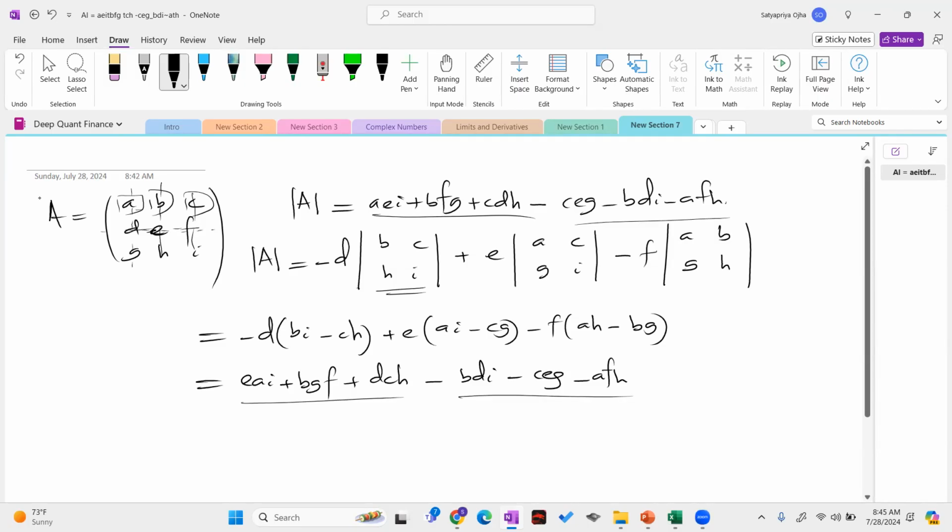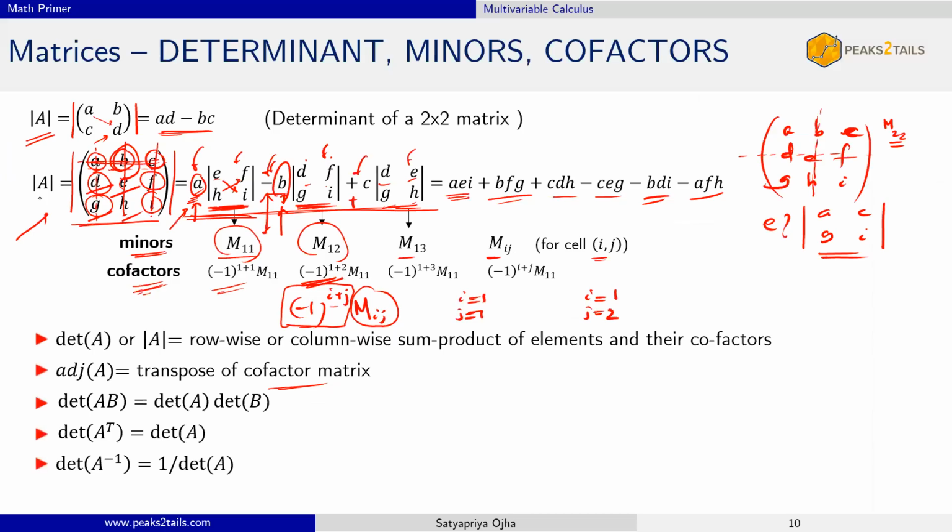So that's how you can choose any row, and just scan through that row, use the cofactors, and you'll get the determinant. It doesn't have to be the first row all the time. Okay, so minors and cofactors, I hope it is clear. Let's move on.